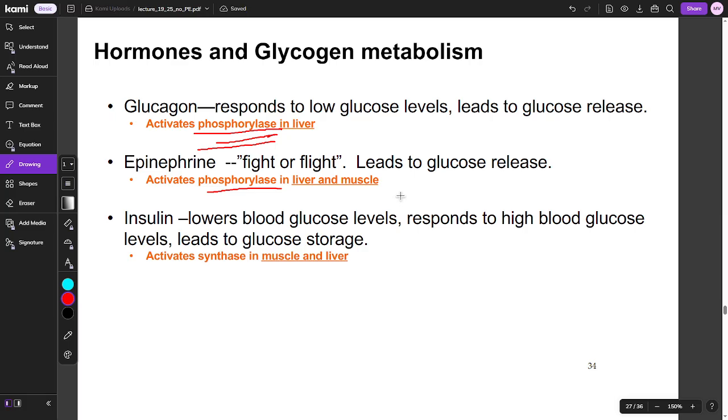If you think about glycogen phosphorylase, if it's active in its phosphorylated state, it must be inactive in its dephosphorylated state. For glycogen synthase, it must be active in its dephosphorylated state and inactive in its phosphorylated state. Hopefully you can see how I'm doing this. I'm basically saying, okay, insulin leads to glucose storage. Which enzyme leads to glucose storage? Glycogen synthase. Insulin causes dephosphorylation. Therefore, glycogen synthase must be active in its dephosphorylated state.